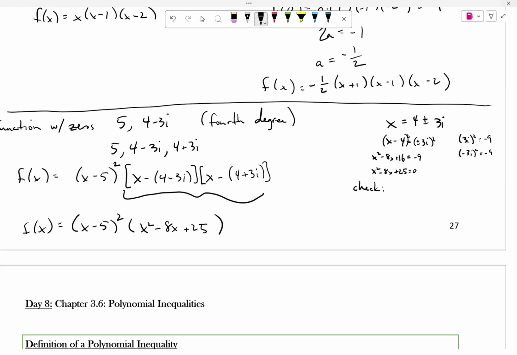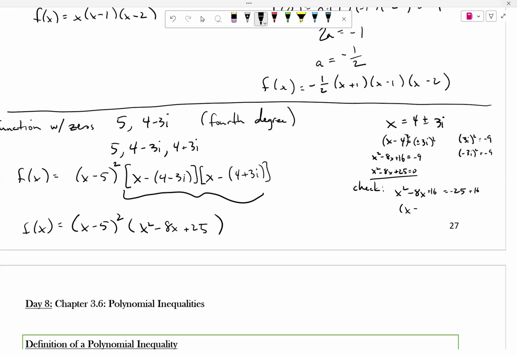Let's solve this last thing. I'm going to solve that by completing the square. x squared minus 8x equals negative 25. Add what to both sides? 16. This is seeming familiar to me.